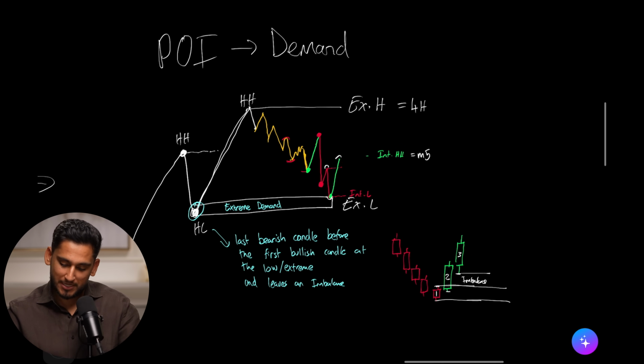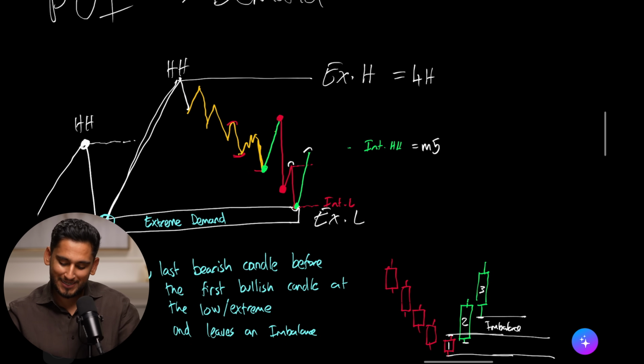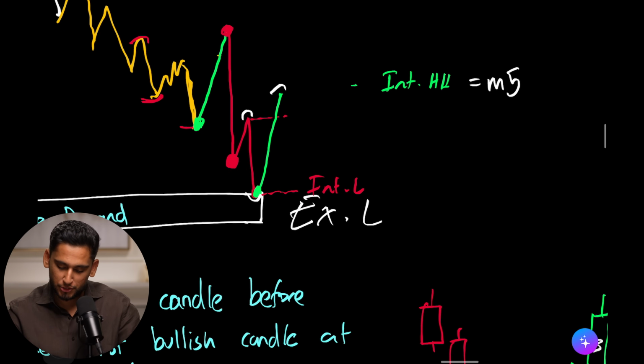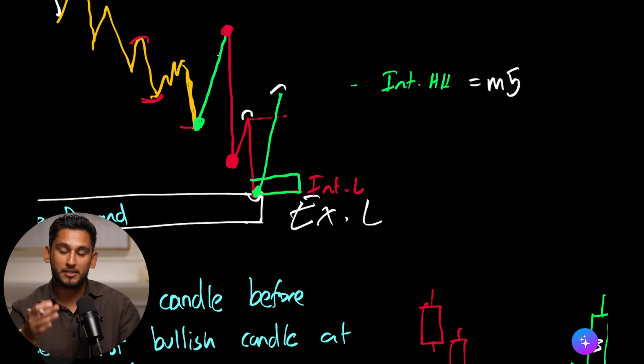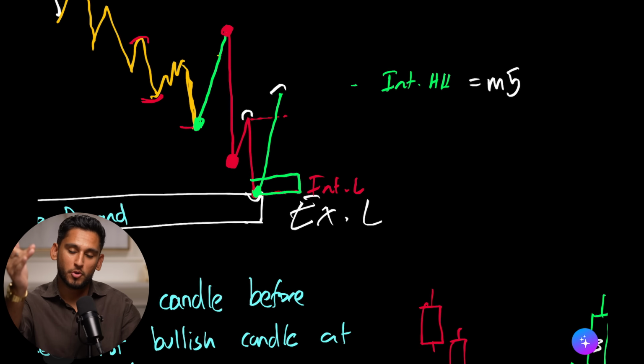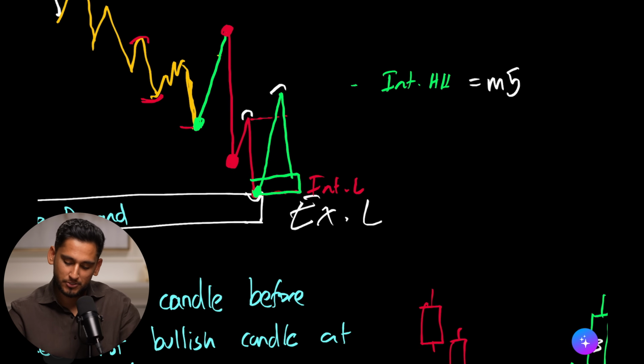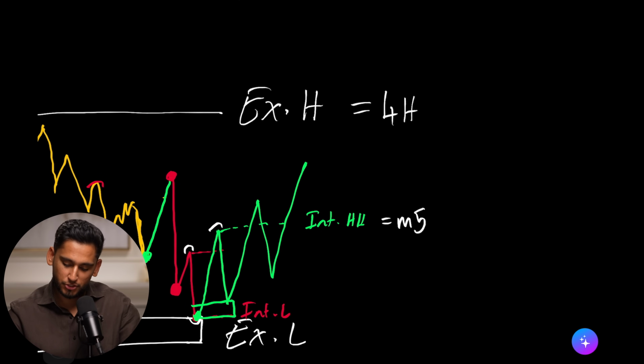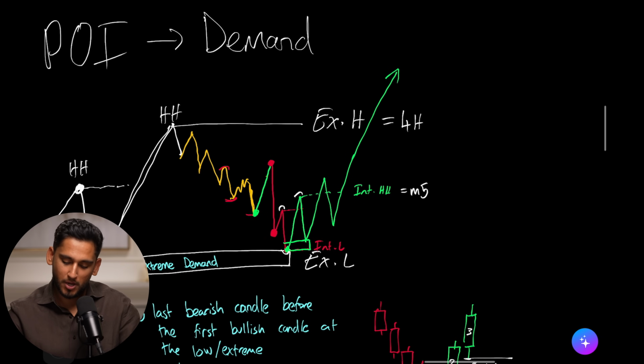So we will see as we get into the POI zone if we can find an entry on this internal extreme demand. Remember the same thing: the last bearish candle before a bullish candle that leads to an internal higher high, that is our internal demand. Now we can start to trade this internal higher low, internal higher high, trading this internal trend and eventually targeting the external high to form a new higher high in the market.